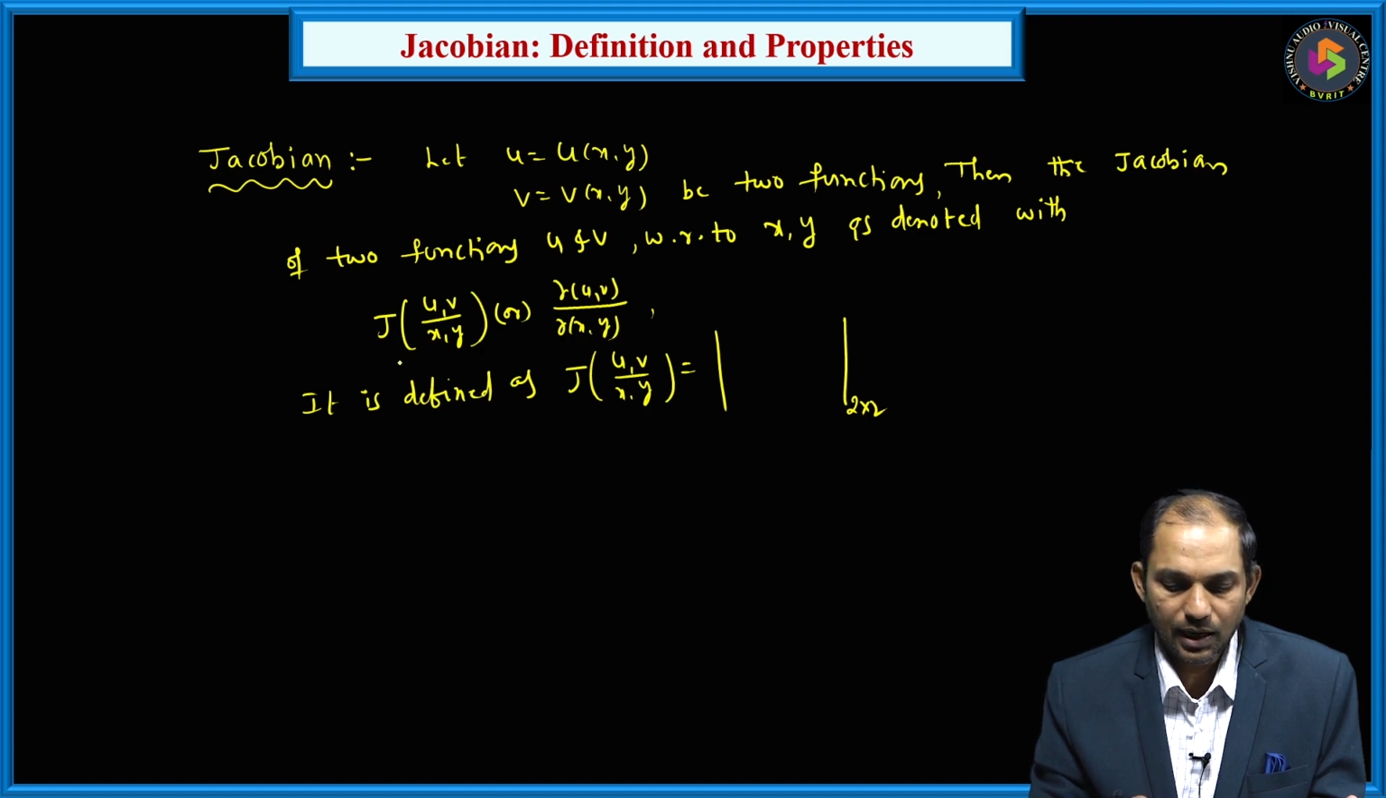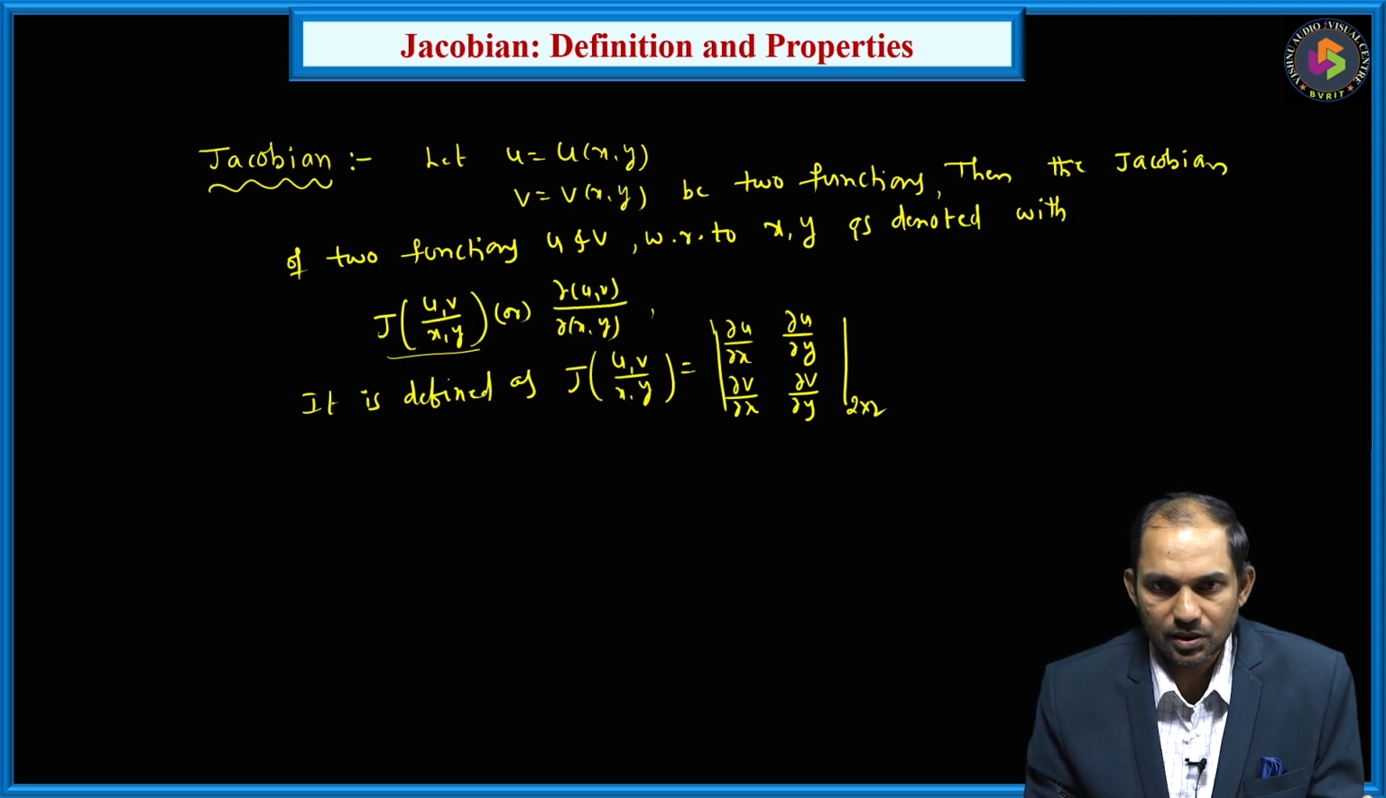So we have to read this as Jacobian of u comma v with respect to x and y, and it is defined by means of determinant as first row consisting of first dependent variable partial derivatives with respect to all possible independent variables, dou u by dou x, dou u by dou y. Similarly, second row consisting of second dependent variable partial derivatives with respect to all possible independent variables, which is dou v by dou x and dou v by dou y. This is how we define the Jacobian.